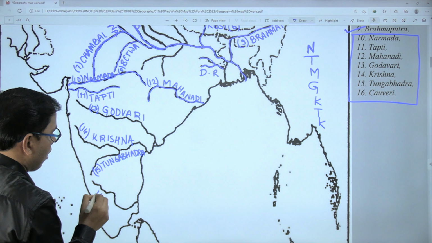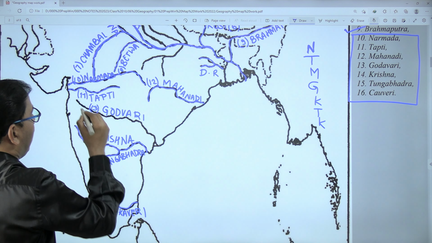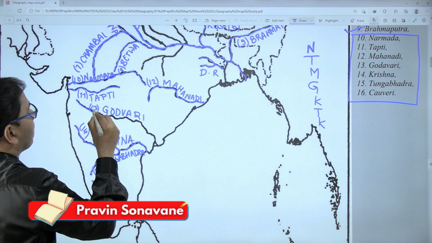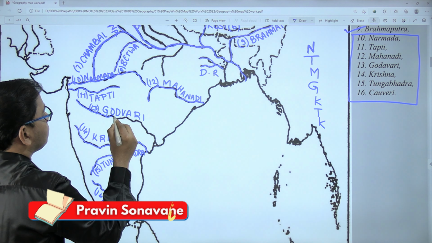This river, a tributary of Krishna, is Tungabhadra, and this river is the Krishna River. Correct? And here we have Godavari. At the mouth of Godavari we can see these two branches, which is called delta. So here you can see all these 16 rivers together. Only one extra river we have shown, and that is your Damodar River.